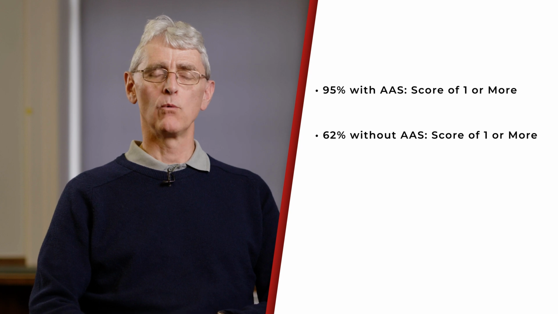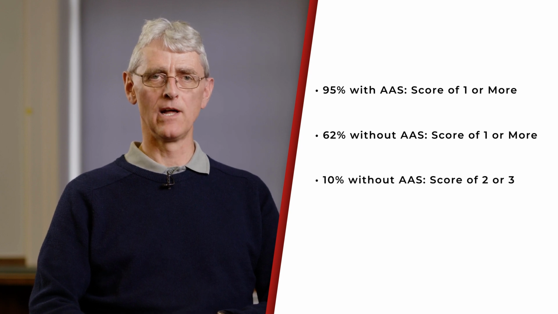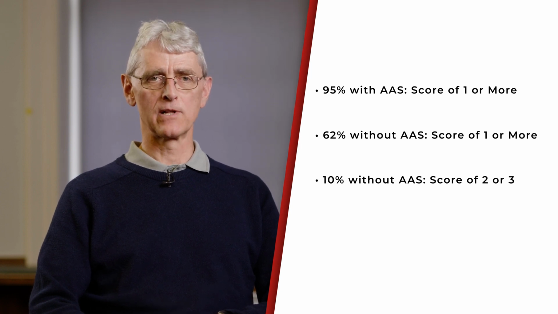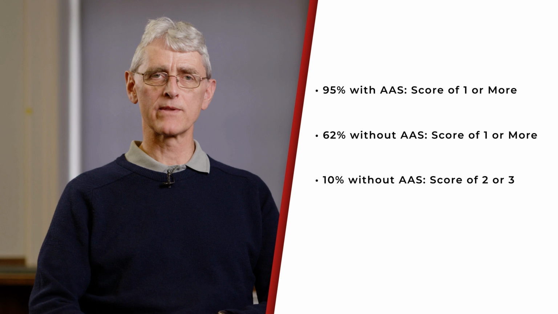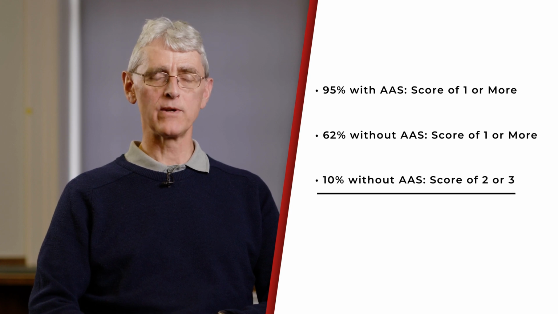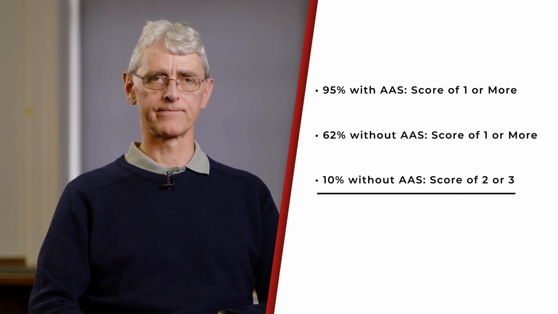In contrast, we found that only 10% of people who don't have an acute aortic syndrome have a score of 2 or 3. That means that we could have a policy of doing a CT scan for everyone with a score of 2 or 3 without doing too many CT scans.